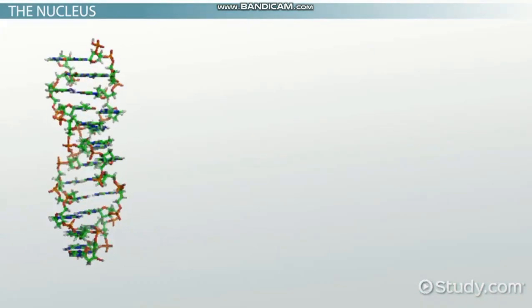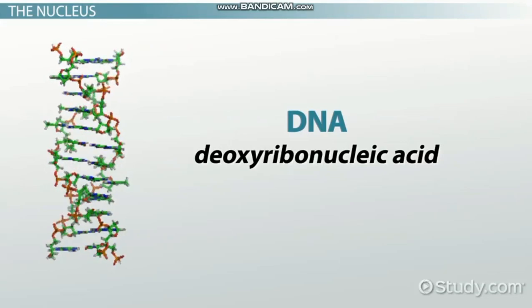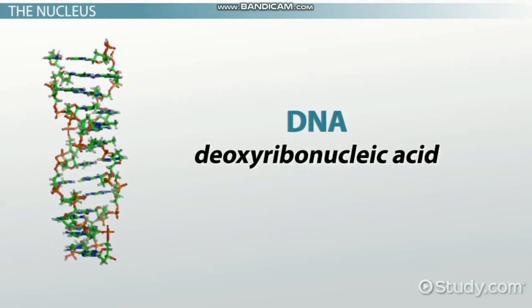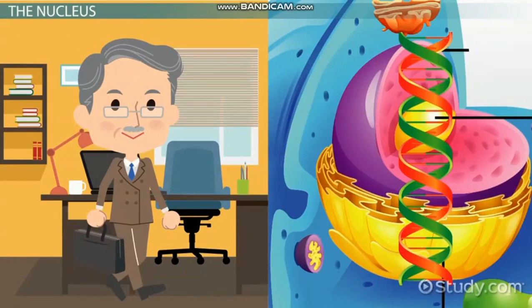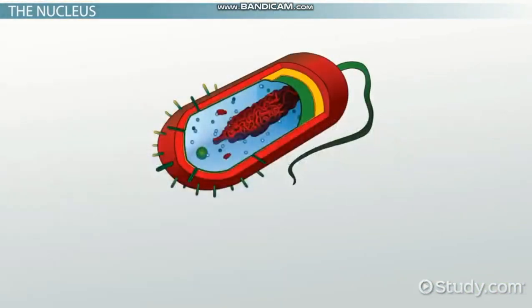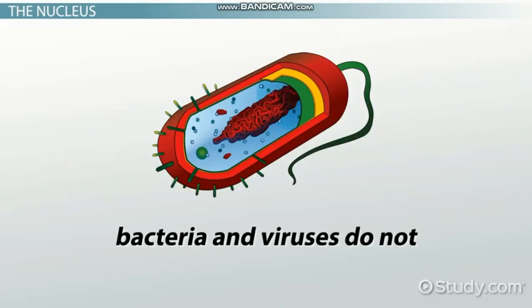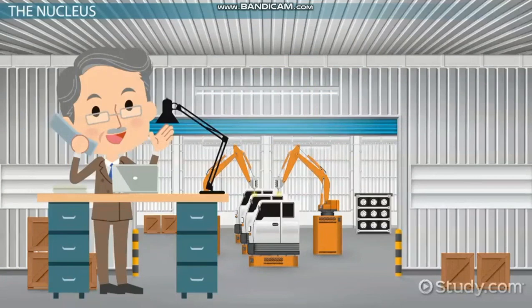In the microscopic world, cells are bossed around by DNA, which is short for deoxyribonucleic acid. In cells like ours, the DNA has a special office, just like a boss does. It's called the nucleus. Animal cells, plant cells, and fungi have a nucleus. However, bacteria and viruses do not. Their bosses just have a desk in the factory, not an office.